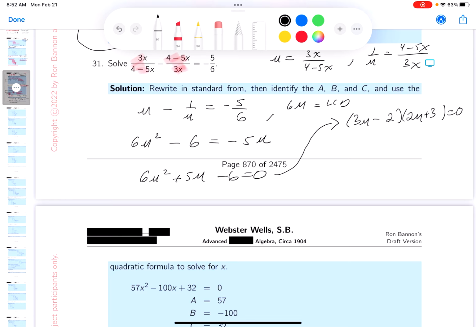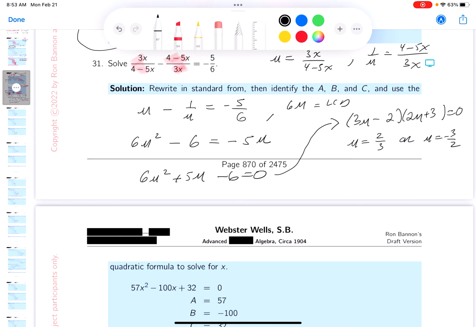Let's see how we did in this one over here. What do you get? Well, you get 6u squared, certainly. You get minus 6 in the end, certainly. Do we get the middle, which is 5u? Well, 9 minus 4 is 5. Works beautifully. So what's u? u could be 2/3, or u could be minus 3/2.